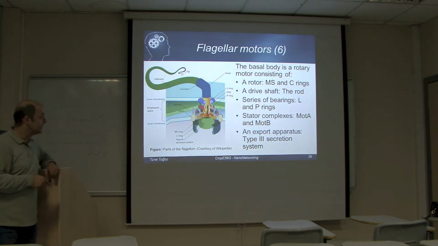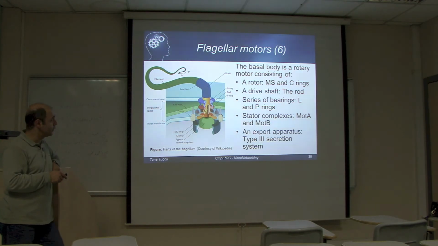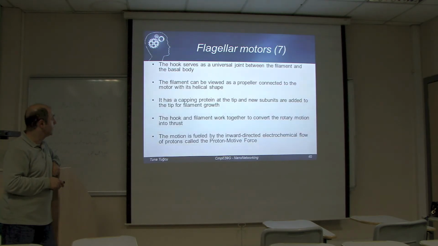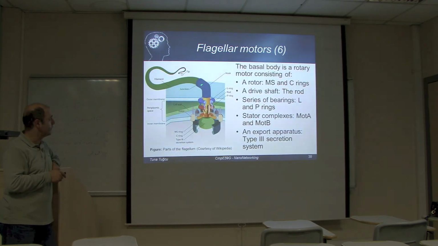So the basal body is a motor consisting of a rotor, which is the MS and C rings here, a drive shaft, which is the rod, a series of bearings like the L and P rings that are typically used for attaching it to the cell membrane. It has to be attached somewhere so that this filament can turn, otherwise everything would turn together. The stator complexes, MotA and MotB in here, and an export apparatus, which is the type 3 secretion system. So the hook serves as a universal joint between the filament and the basal body here.